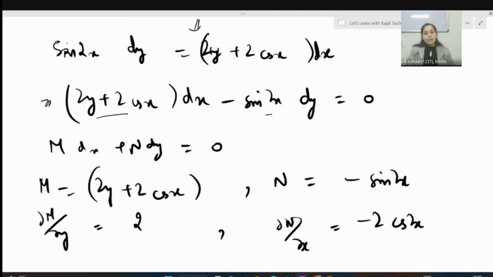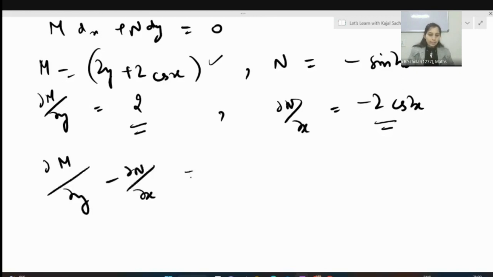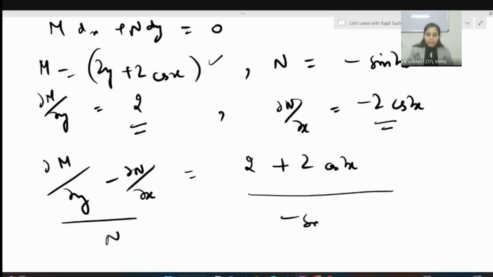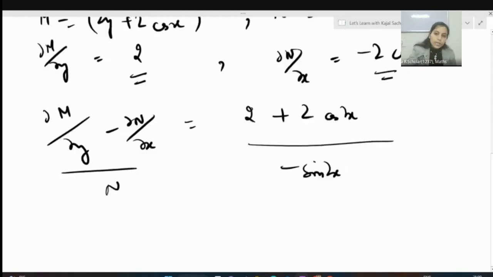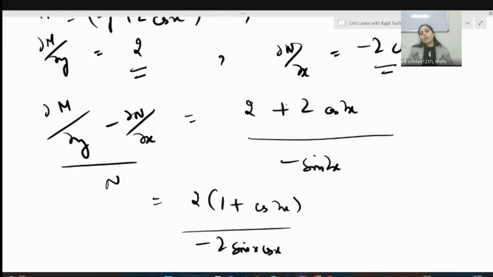So if we subtract these two and divide either by M or by N, do we get some function of x or some function of y or not? Let's try that way. Subtracting ∂M/∂y minus ∂N/∂x, we get 2 plus 2 cos x, and dividing by N, minus sin 2x. So from here we can write 2(1 plus cos 2x) upon minus 2 sin x cos x, as we know that sin 2x is 2 sin x cos x, and cos 2x is equal to 2 cos square x minus 1.